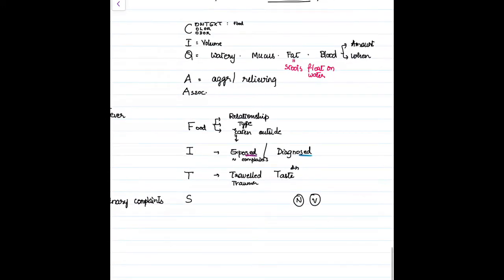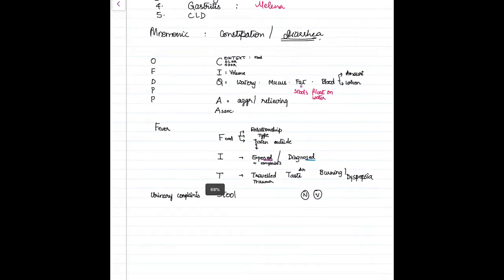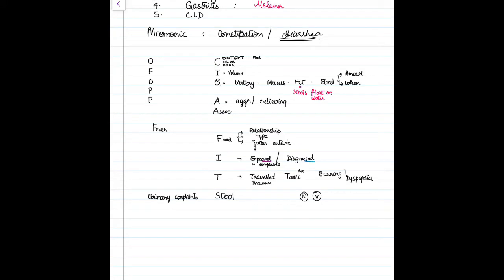You can even ask about burning in your chest or dyspepsia. This is just to rule out gastritis that can present as melena, or peptic ulcer disease. Then we have stool. Stool is nothing but you've already covered it over here. OFDP LICRA. This is what we have covered.